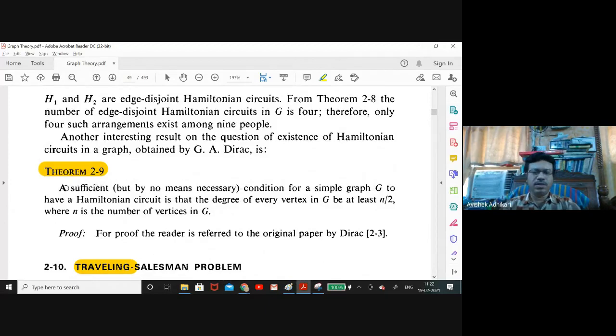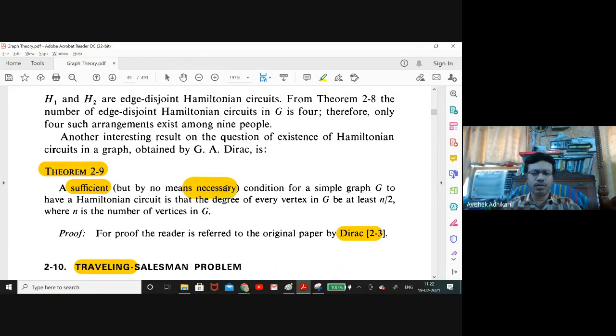A sufficient condition for a complete graph G to have a Hamiltonian circuit is that the degree of every vertex in G is at least n/2, where n is the number of vertices. So this is a sufficient condition, not necessary. If somebody is interested in the proof, they may have a look at this reference. But as I mentioned, this is only the sufficient part, and the necessary part is yet to be proved.